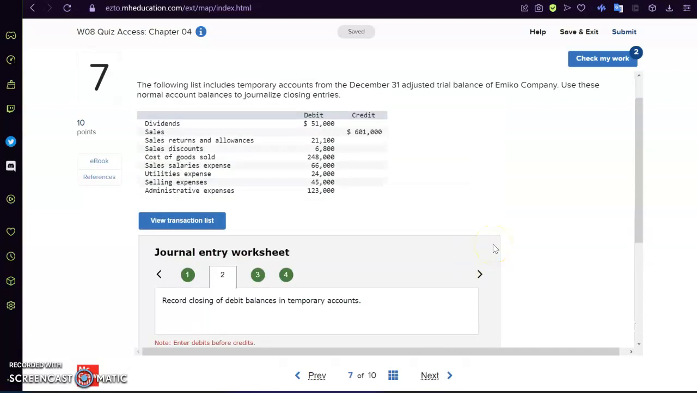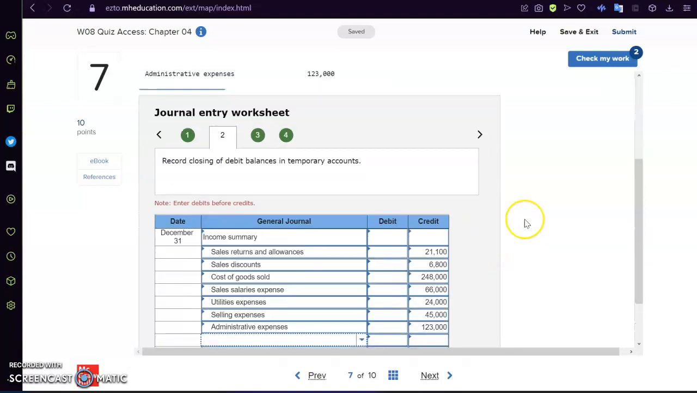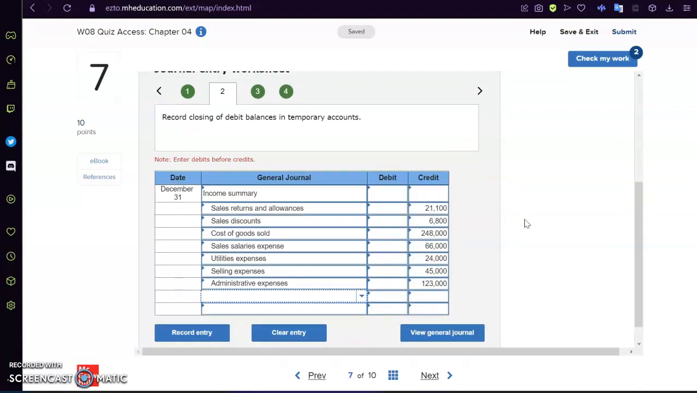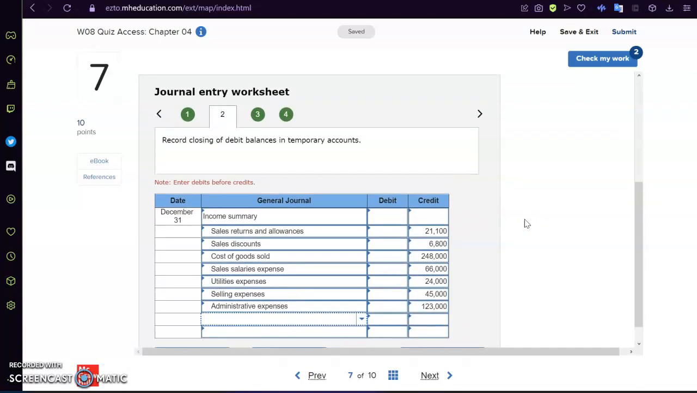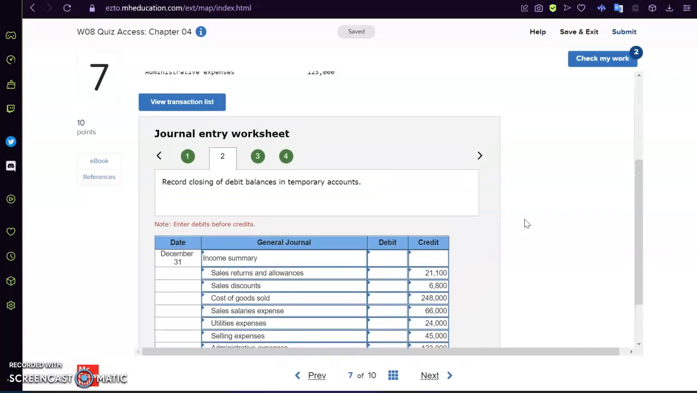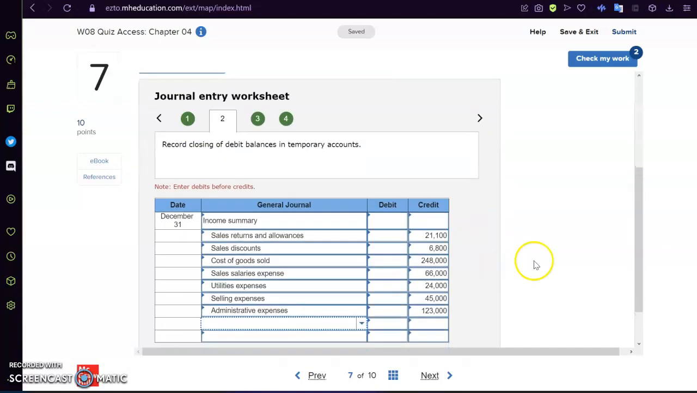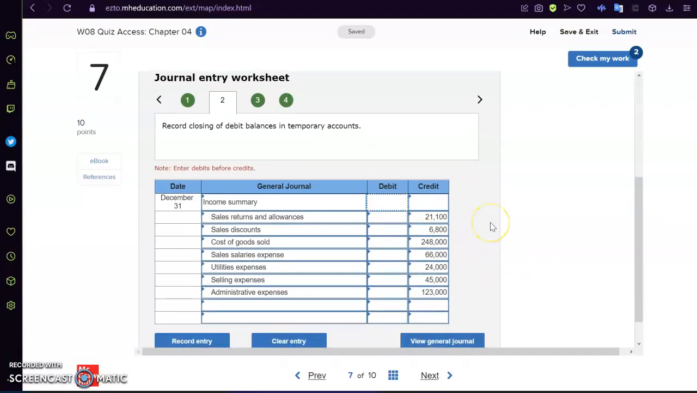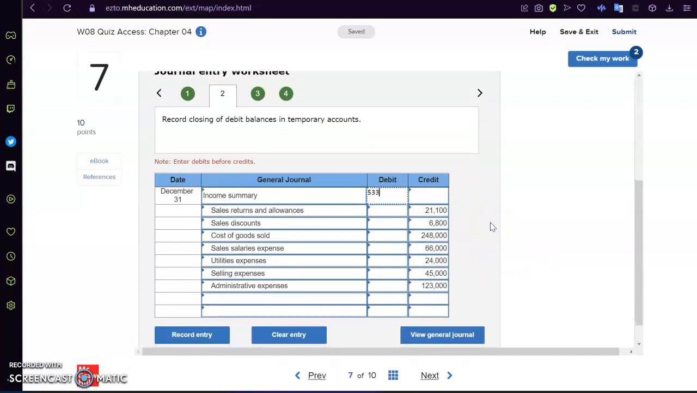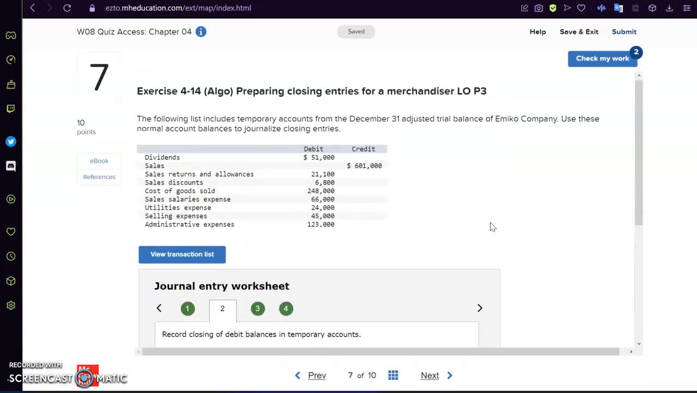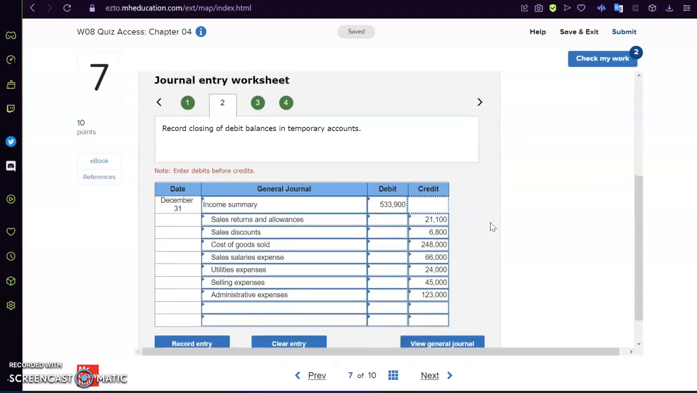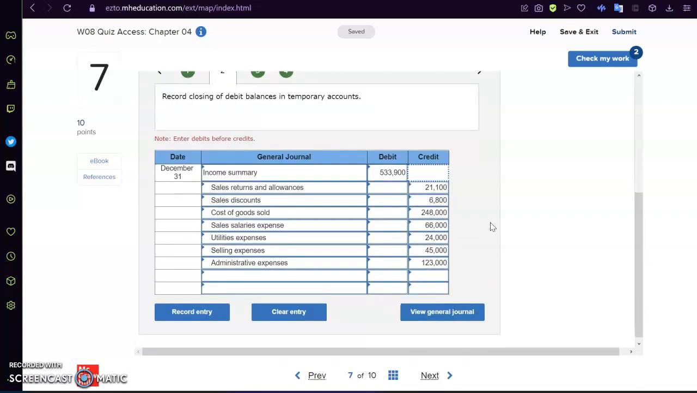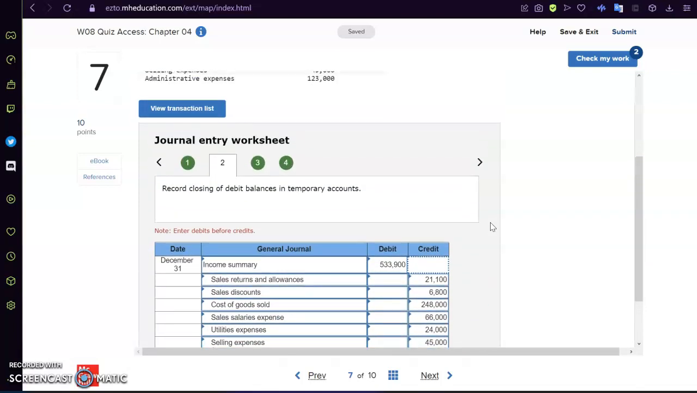Okay. So I have all these, and then we add all the credits together so we can debit for the income summary. And I've already done that, and the answer is 533,900 in this instance. That's how you would close the debit balances. You credit them and then just debit to the income summary.